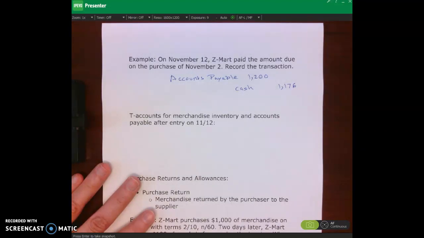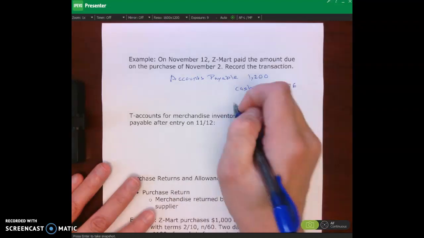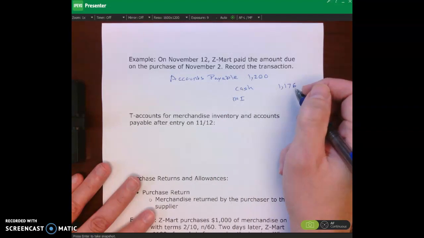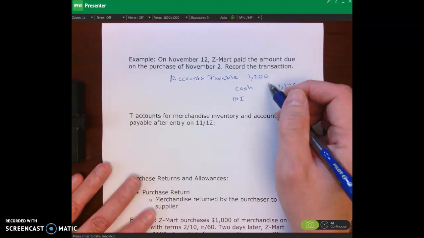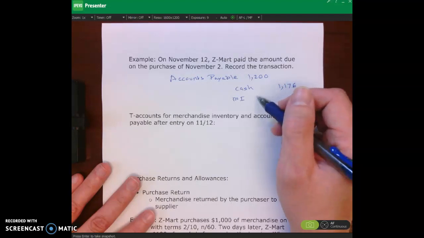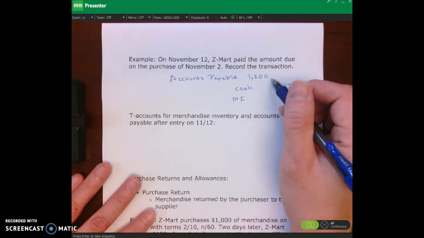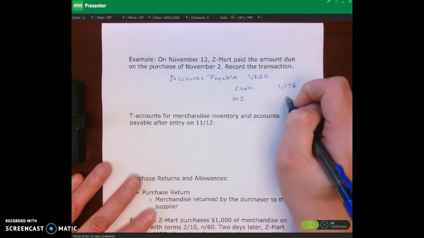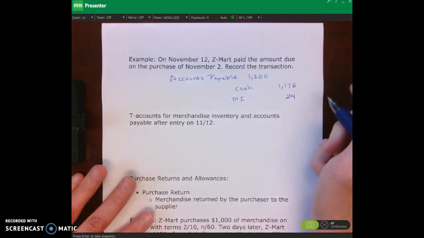Now, we know that debits have to equal credits. So this is not a valid journal entry, so I'm missing a credit. So what do I credit? I'm going to credit MI, merchandise inventory, for the amount of my purchase discount, which is 2% of the $1,200. And you multiply it out, that's $24.